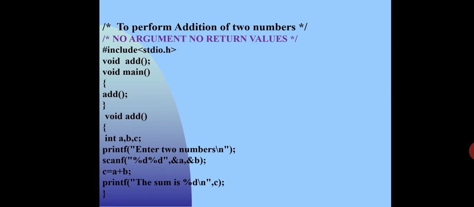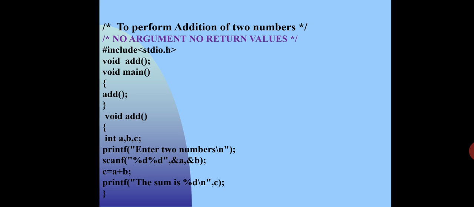So we can see a simple program. Here we can see that there is a void add function. It is defined after the main program. Void add is defined after the main program, so we want to declare it in the global declaration portion. We have declared it as void add, then semicolon.